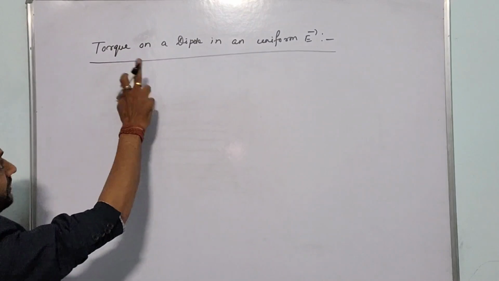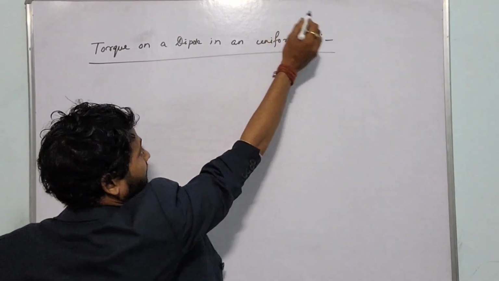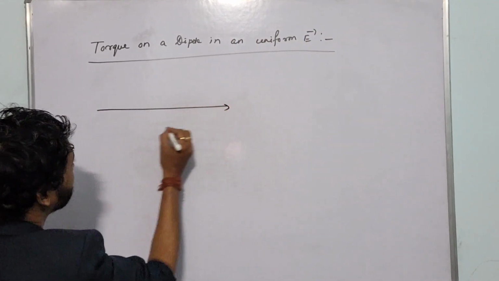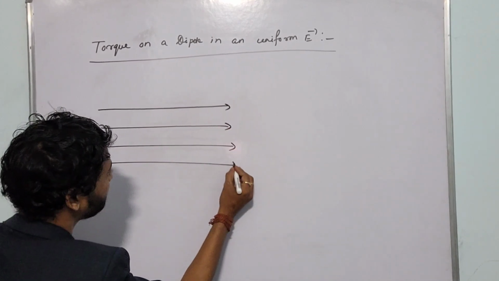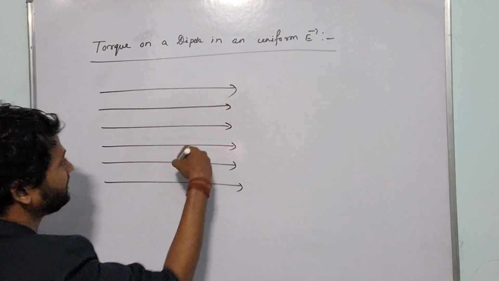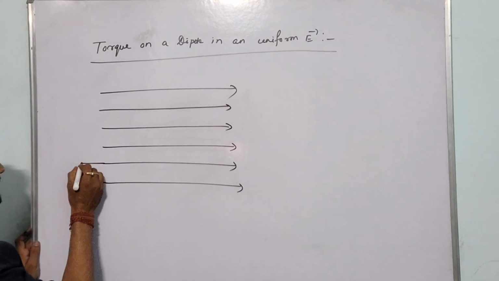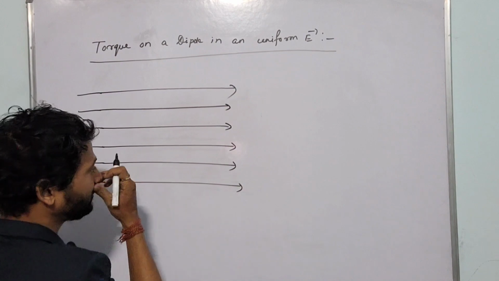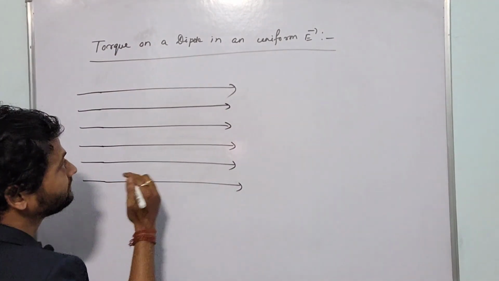So we'll derive the expression of torque on a dipole in a uniform electric field. For that, we'll take a uniform electric field. This is a uniform electric field. As you know, uniform electric field का मतलब क्या होता है? The lines of force should be parallel to each other and everywhere equal electric field. Everywhere you'll be getting the same amount of electric field, or you can say the strength of electric field intensity will be the same everywhere. Clear?